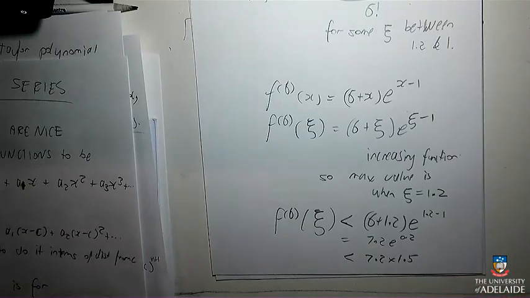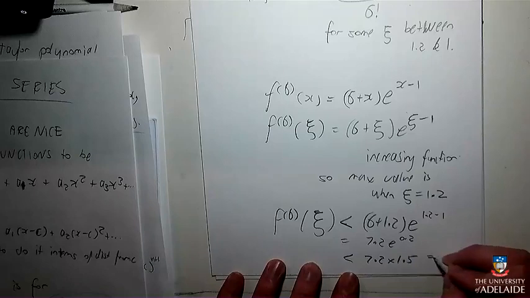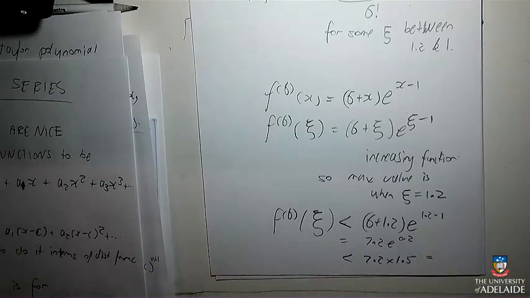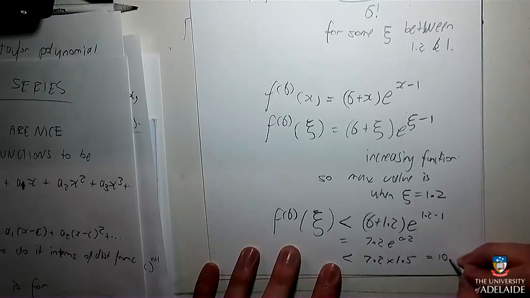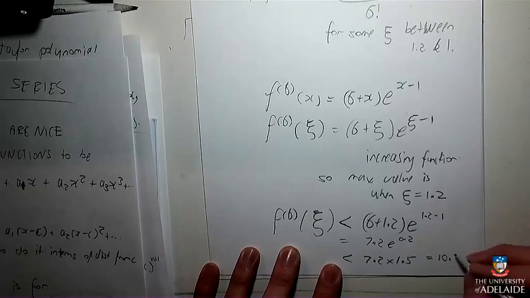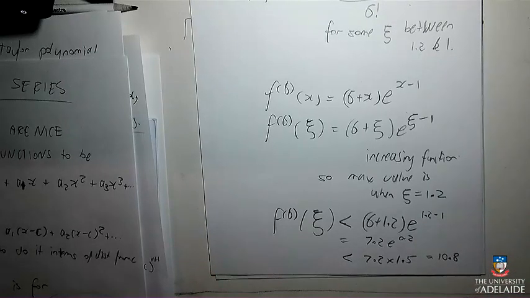And so, what's 1.5 times 7.2? 1.5 times 7 would be 7 plus 3.5, 10.5. 1.5 times 2 would be 3. So 10 point... This is what calculators are for, of course. Right. That doesn't seem right.